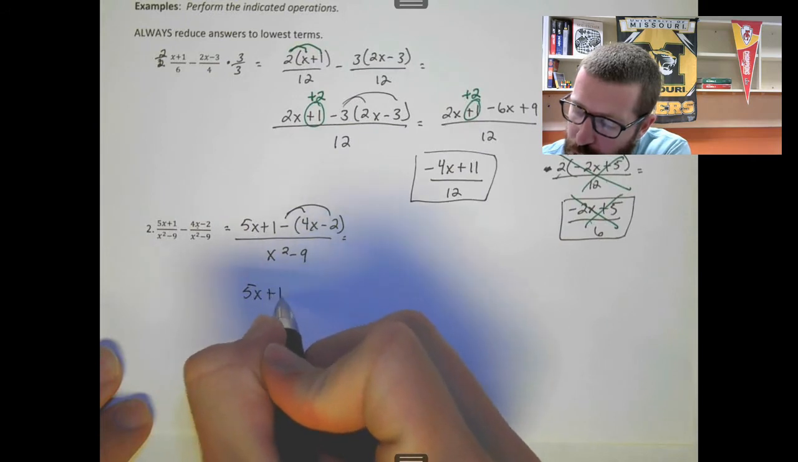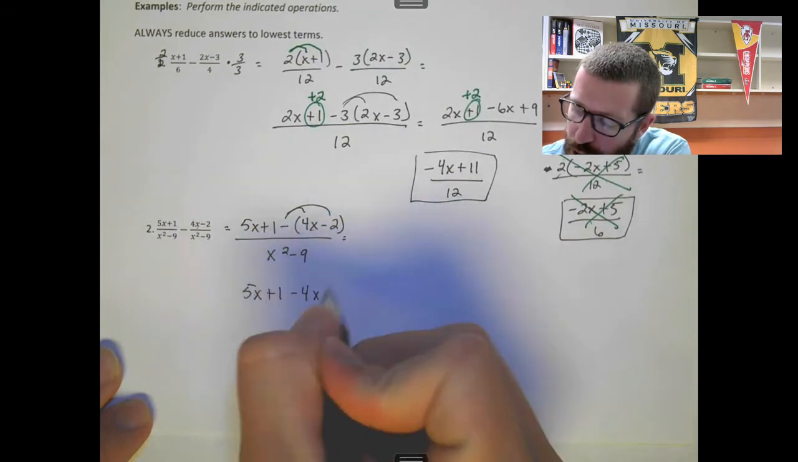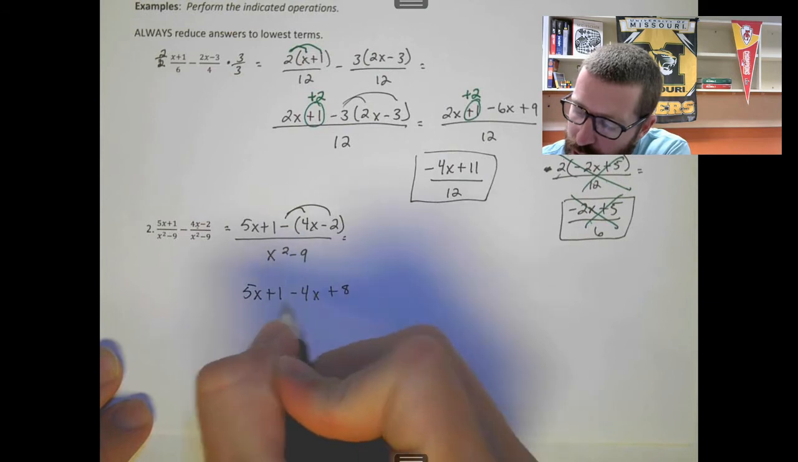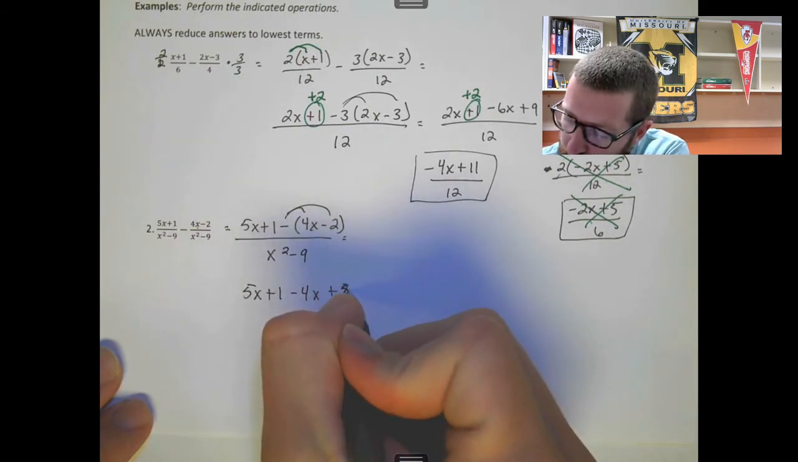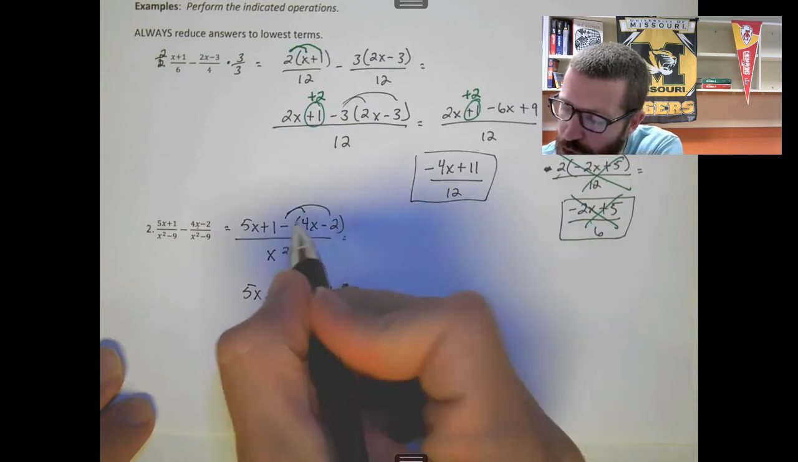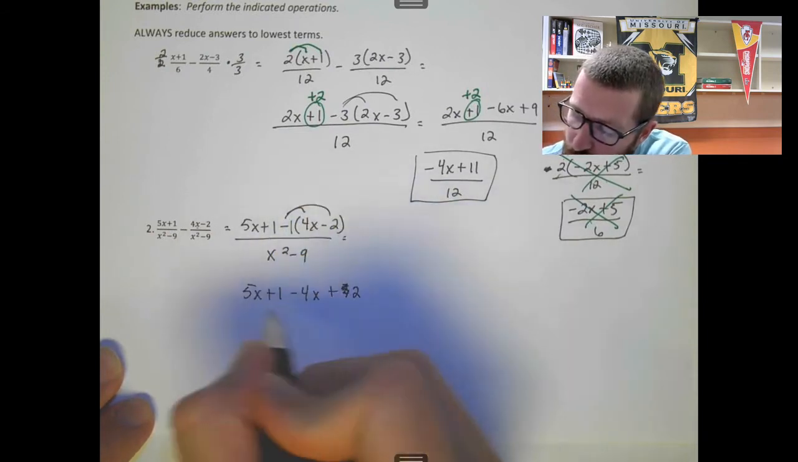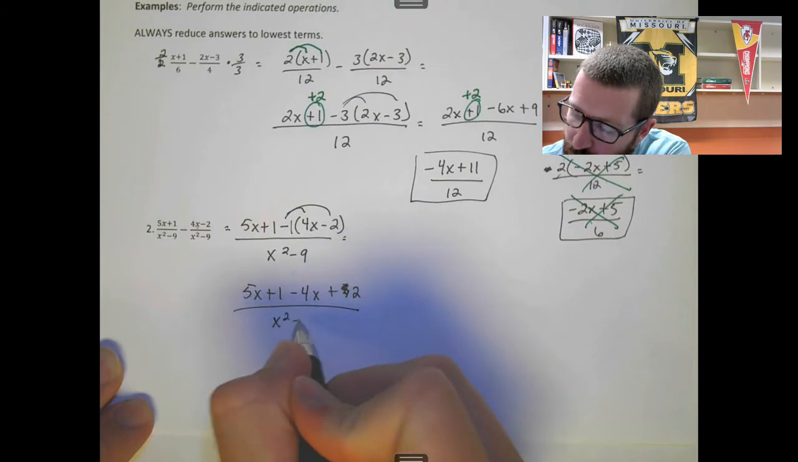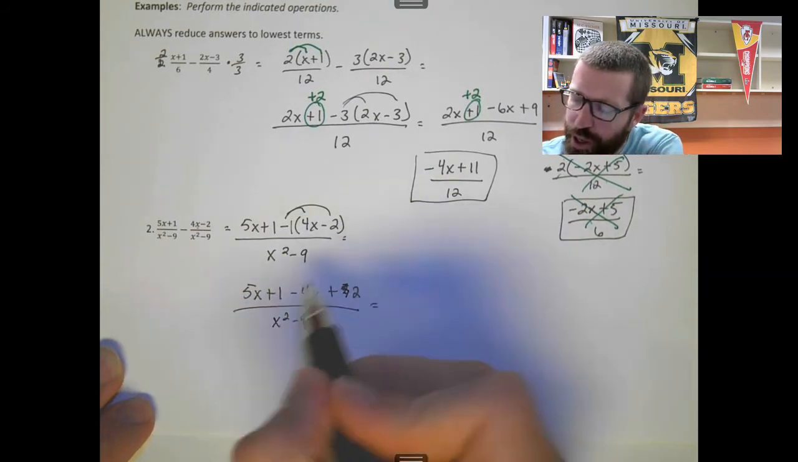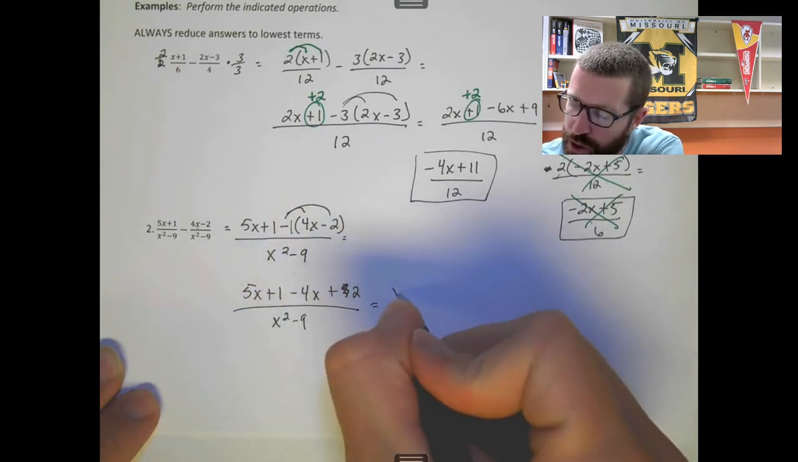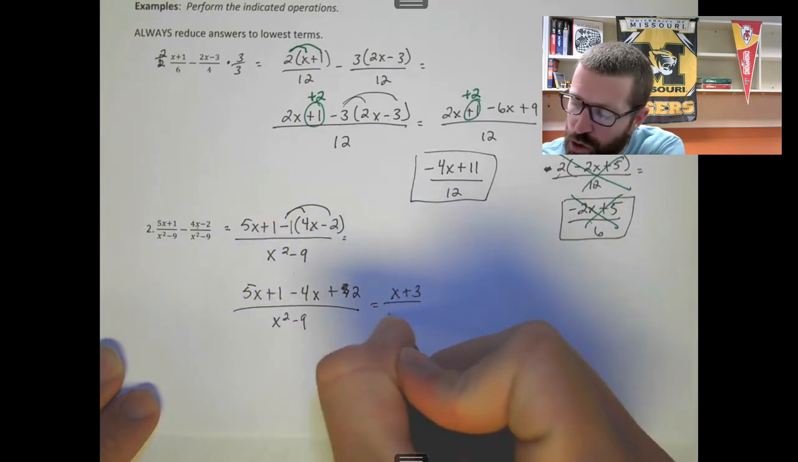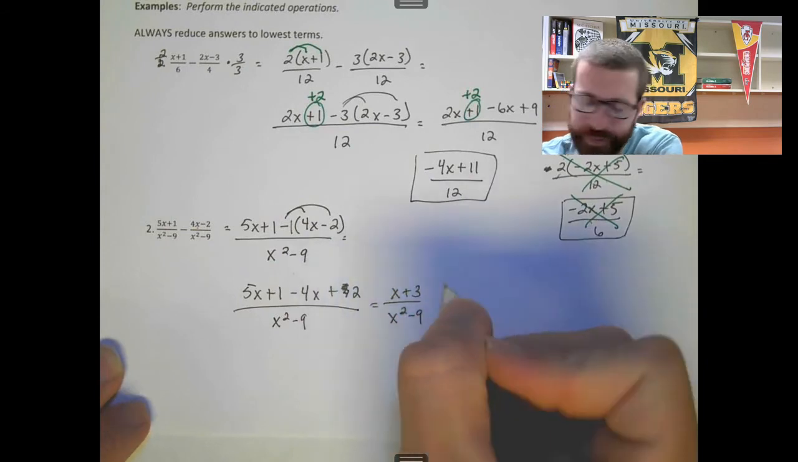5x plus 1 minus 4x plus 8. Nope, that's not a 4. It's just plus 2. I did 4 times 2. It's negative 1 times 2. And then over x squared minus 9. Now you can combine like terms. So this gives you x plus 3 over x squared minus 9.